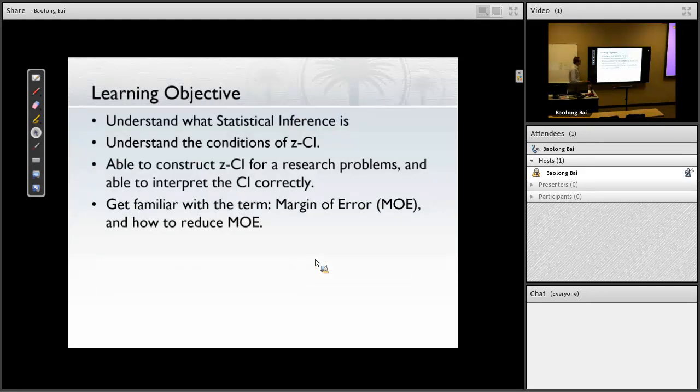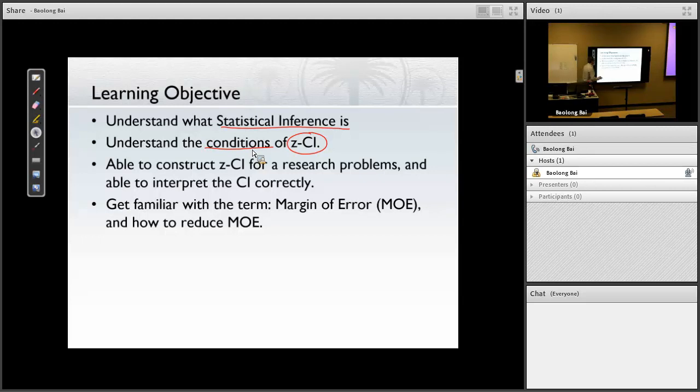Right, so what are the objectives of this chapter? First, we need to understand what is a statistical inference. Okay, so we're going to talk about it in a little bit. Then, in this chapter, we're going to focus on a particular type of inference. We call that a Z confidence interval. Okay. Then, first we need to know, how do I know if we need to apply a Z confidence interval to solve this problem? So what are the conditions we need to know?